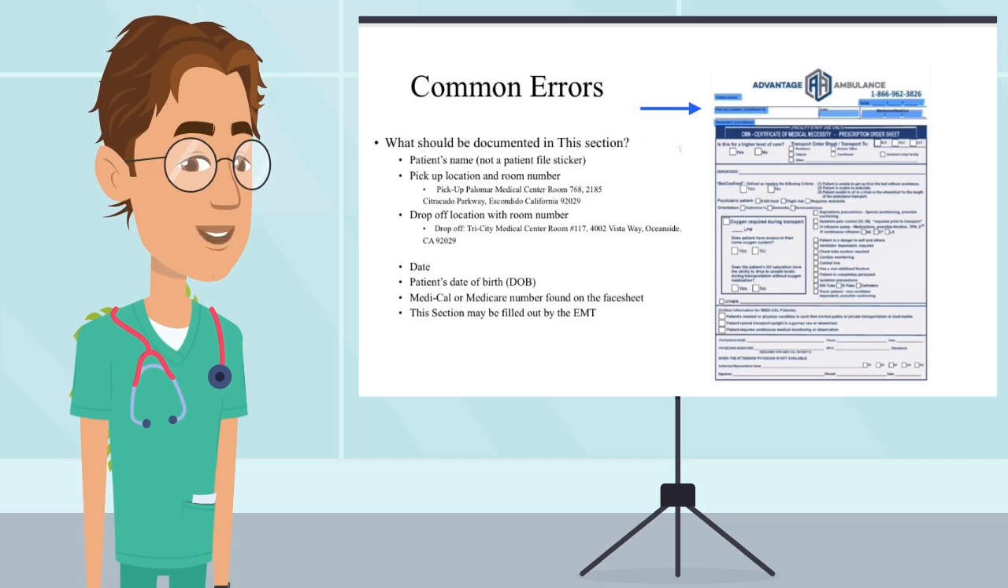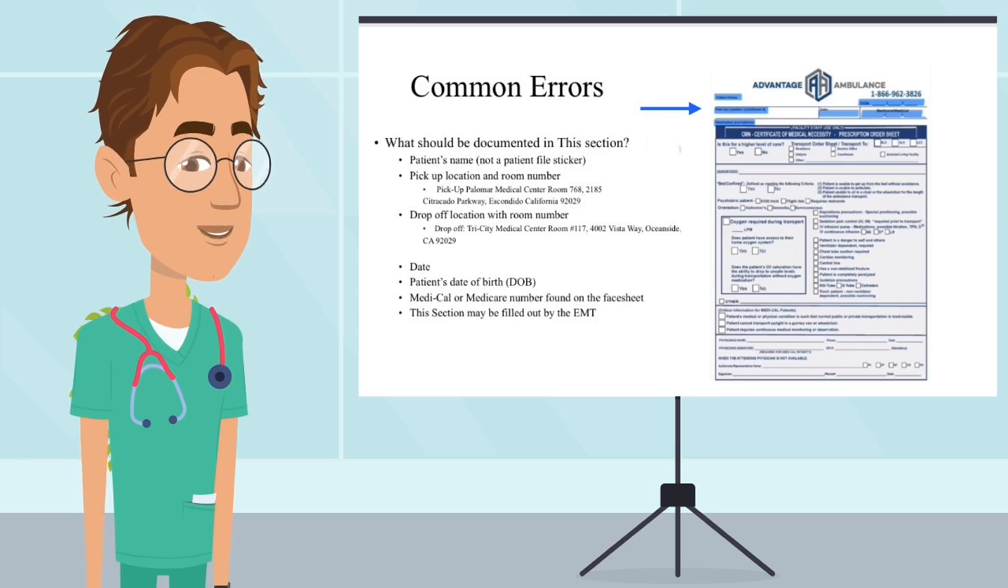Same with the drop-off location. We might use TMC as Tri-City Medical Center, but in this document, it needs to be written out fully as Tri-City Medical Center, Room 117 and the address 4002 Vista Way, Oceanside, California, 92029. And make sure the date section is the date of service. If you are able to find their Medicare and Medi-Cal number, that would be very appreciated if you can write it down there, but it's not the end of the world if you don't have it on there.